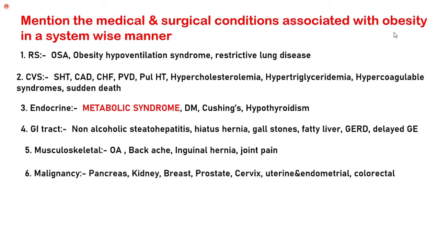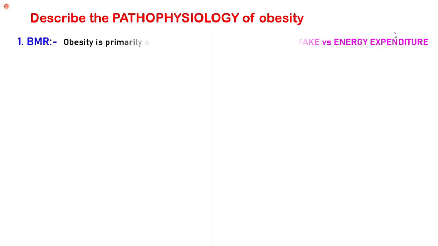And malignancies are common in obese patients in the pancreas, kidney, breast, prostate, cervix, uterus, colorectal. All these things are very common. Other problems that can happen is renal failure, depression, and reduced life expectancy. Now, how does obesity happen? What is the pathophysiology? First thing is the BMR.